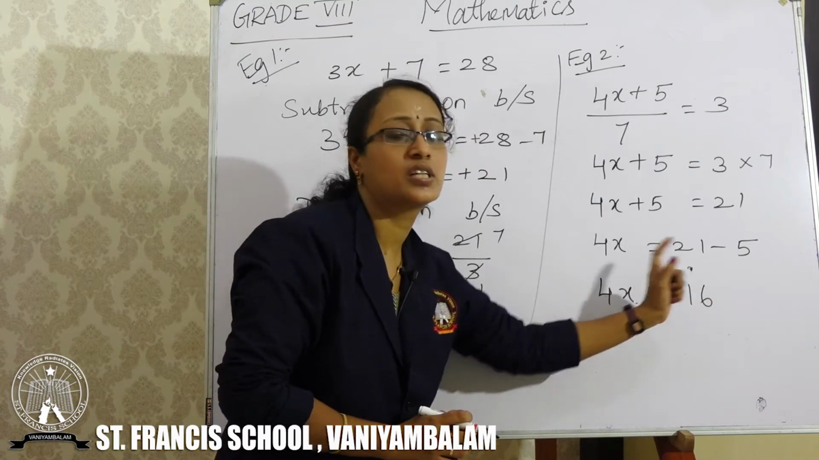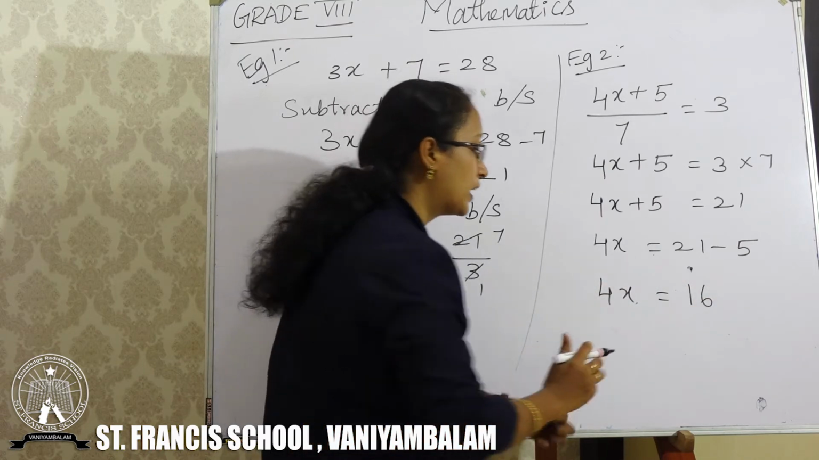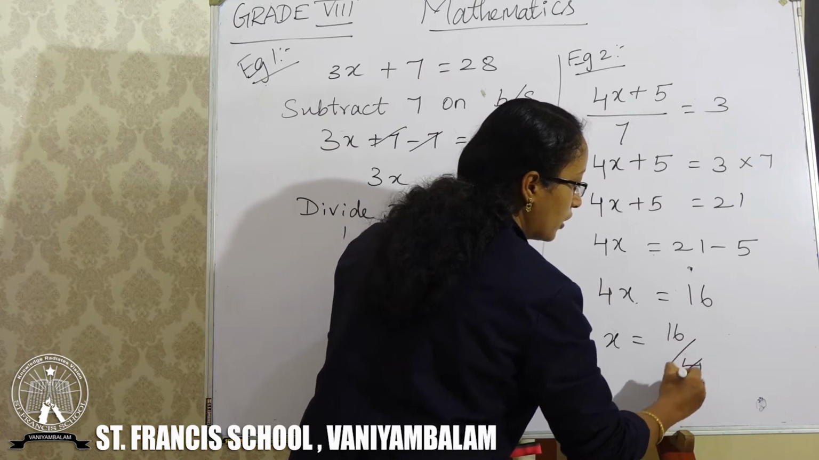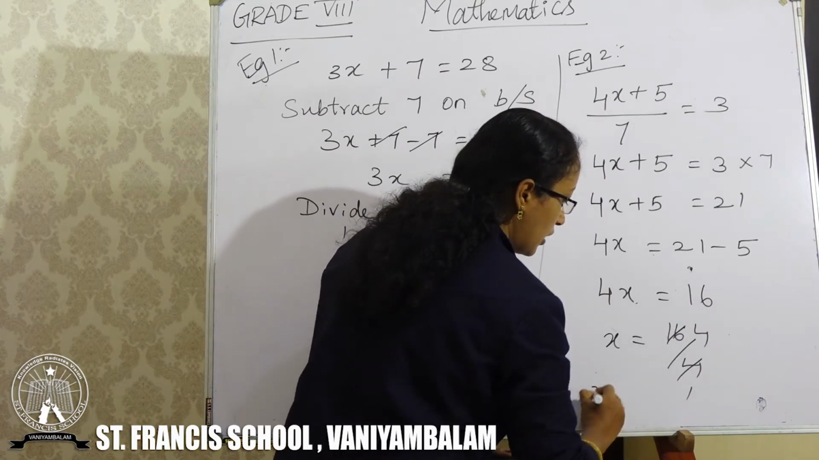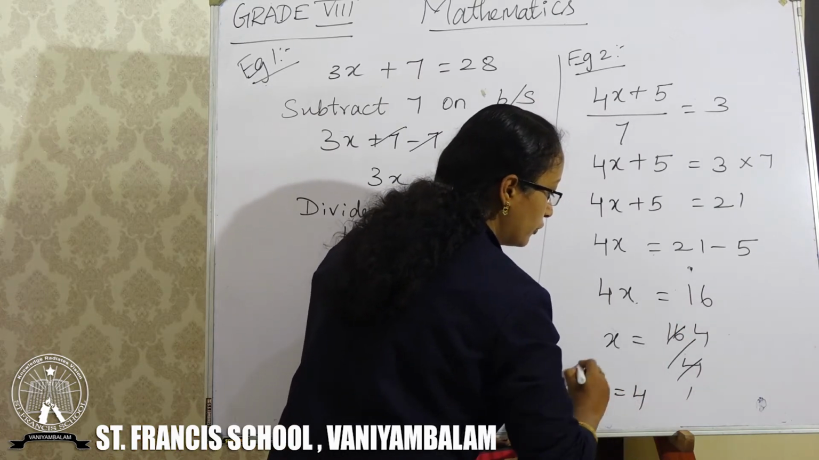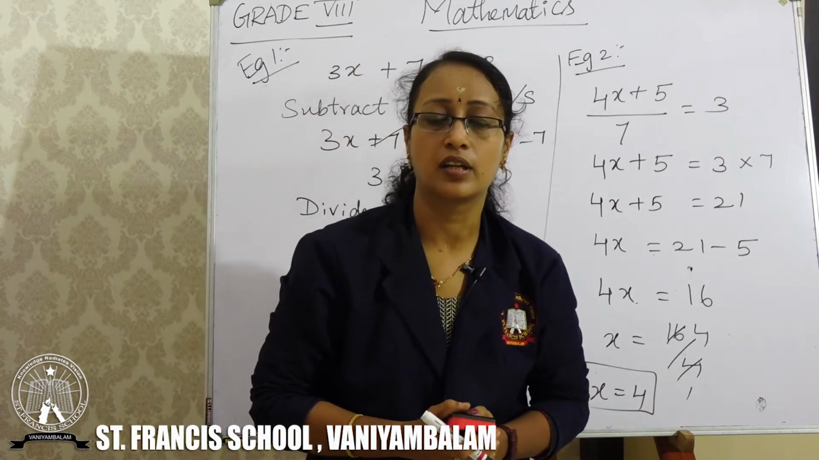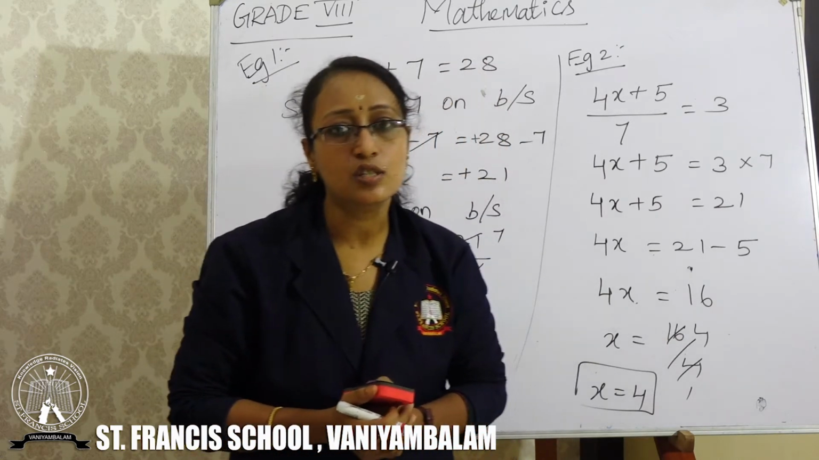When the multiplication goes to the other side, you will get division. Am I right? So 16 divided by 4. When you cancel this, you will get x is equal to 4. This is how you will solve the problem. Got it? Let's move to the next topic.